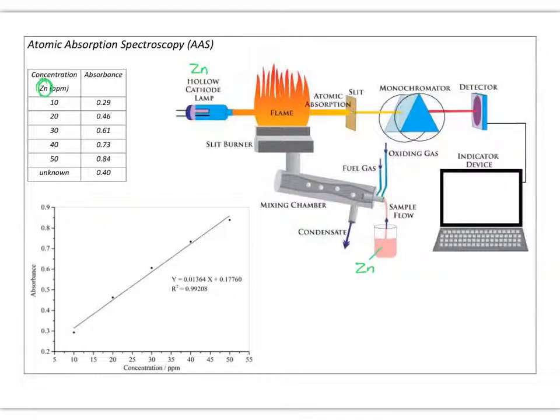This sample is going to get sucked up through this mixing chamber, and we're going to have fuel gas, which is usually acetylene, and oxidizing gas, which is usually oxygen, and they'll all get mixed together in there, and then they'll shoot up here, and this will be lit, so it's in a flame, and basically all of these zinc atoms will be atomized, which basically just means all the zinc atoms will become individual little zinc atoms floating around in that flame.